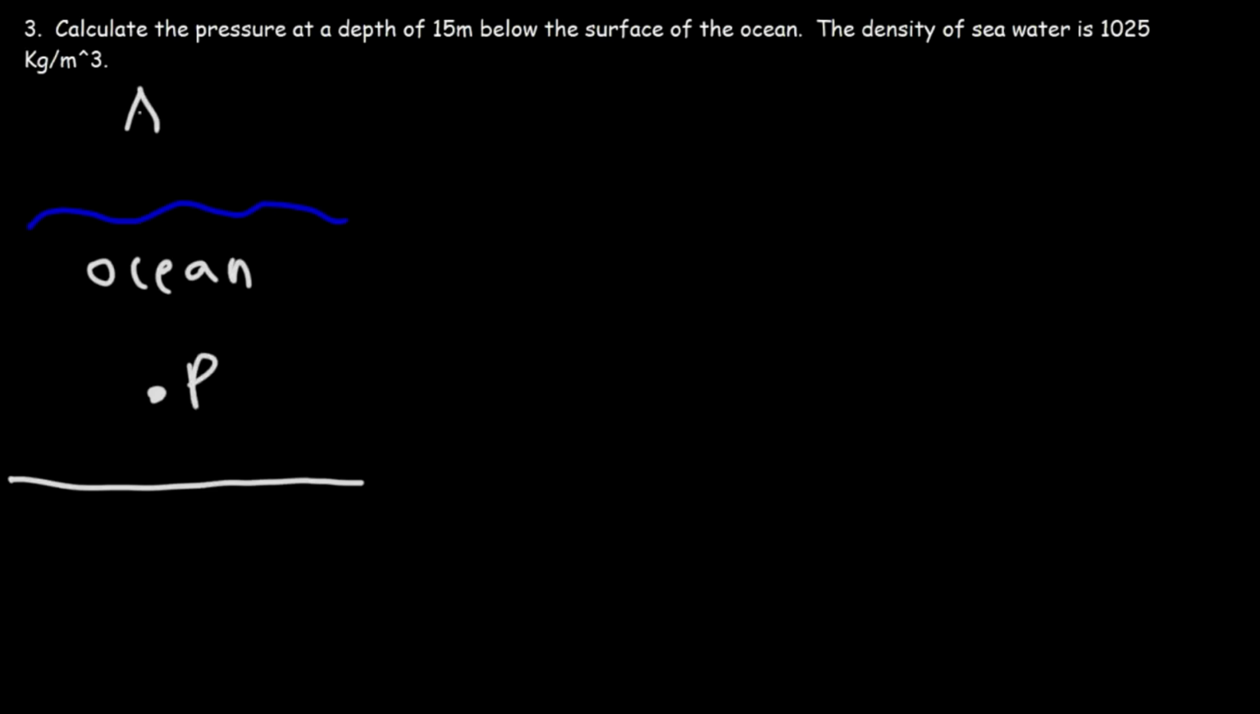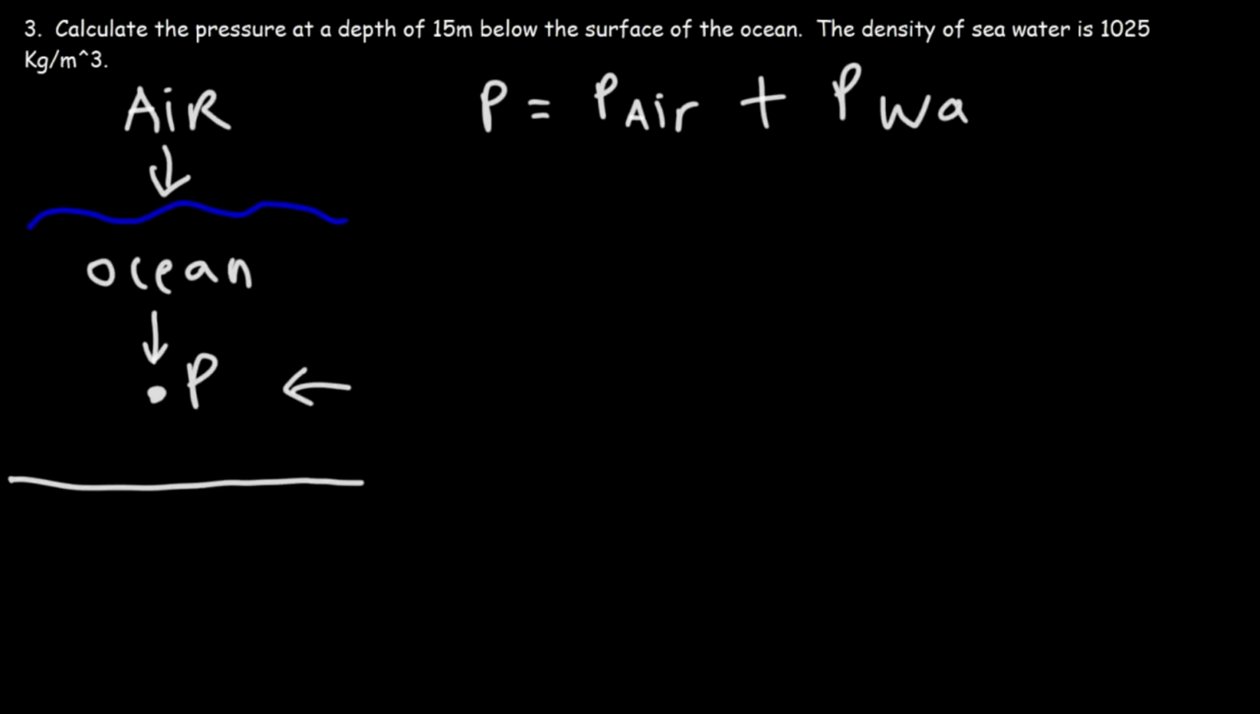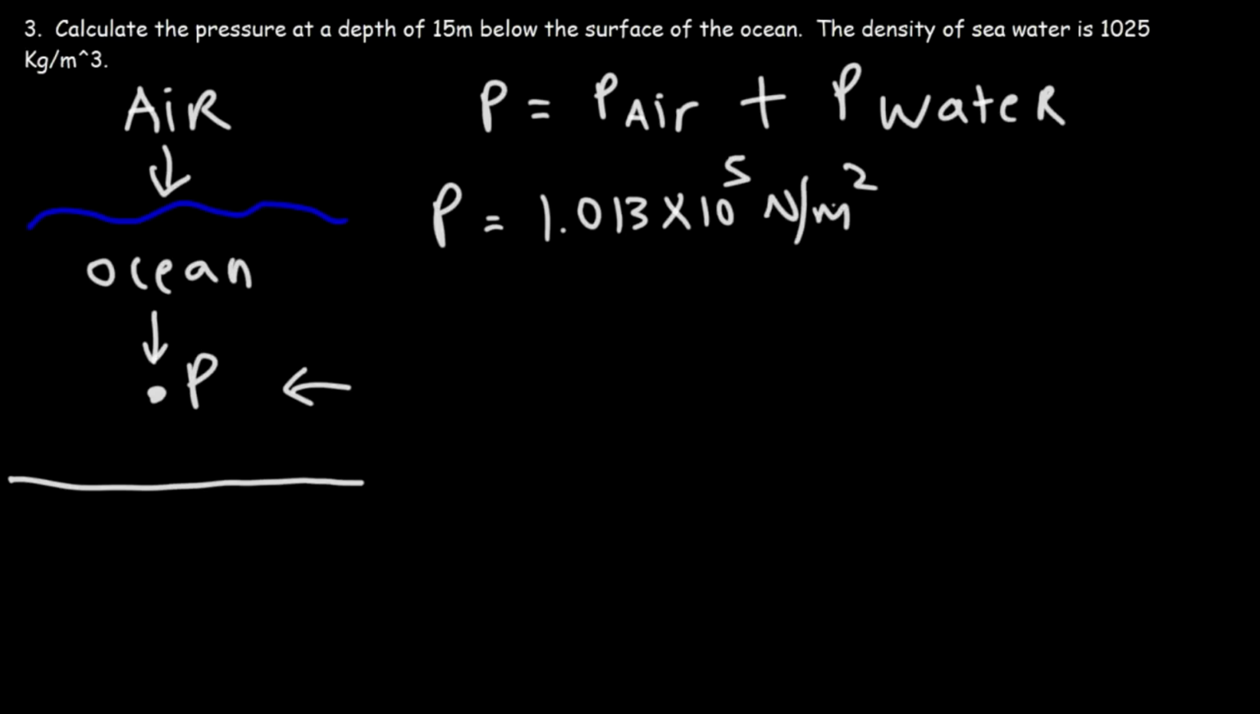We also have the weight of the air above the ocean. So the pressure at this point is dependent on the weight of the ocean above it and also the weight of the air above it. So the pressure is going to be the pressure of the atmosphere that is exerted above that point and the pressure of the ocean or the water that is above that point. Now we have the atmospheric pressure. We know it's 1.013 times 10 to the 5 newtons per square meter.